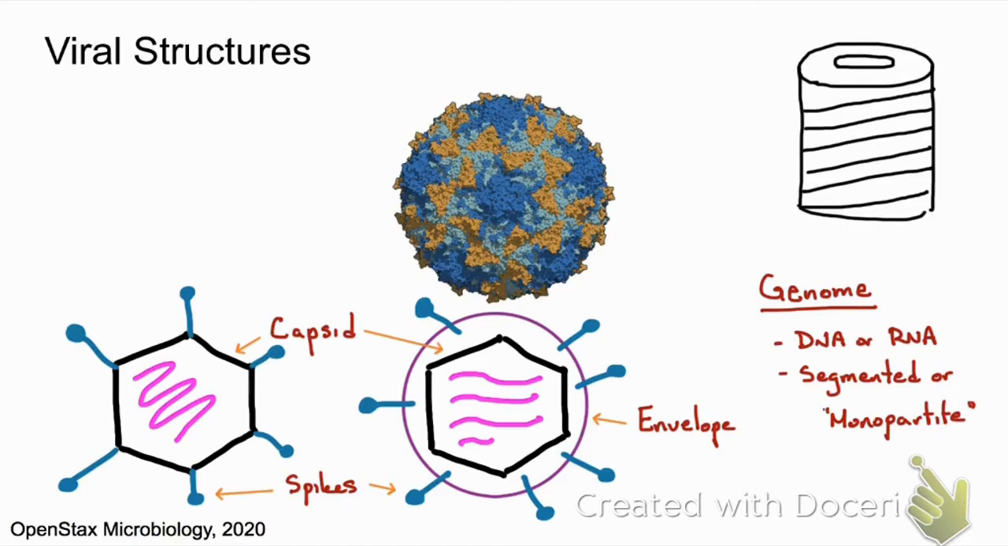Finally, there are some viruses that have what we call a helical capsid shape. These also can be enveloped, but what we find is that the genome for these viruses are typically RNA genomes, and they are oftentimes located on the inside of the protein that make up the helical capsid.